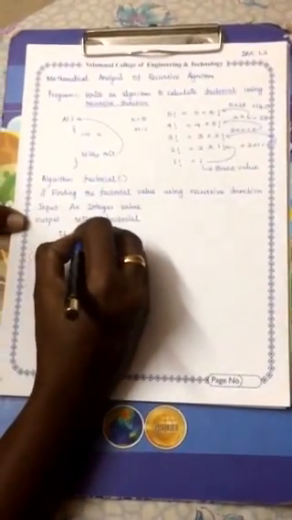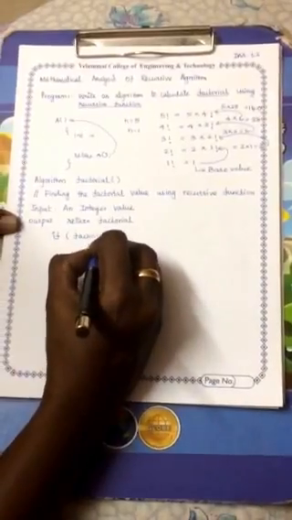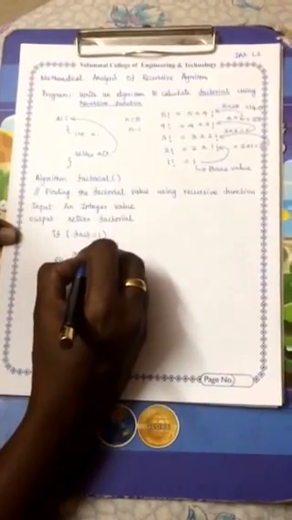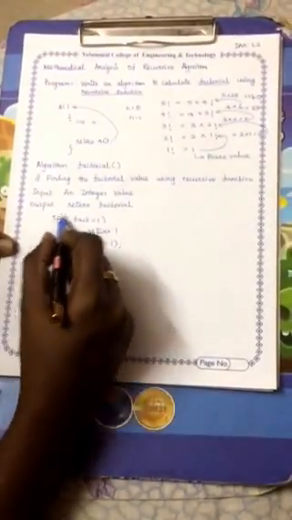So the first condition is if n is 1, return 1, else return n times fact of n minus 1. So this is what the exact algorithm does: if the value is going to be 1, you are going to return 1. If the value is more than 1, then it is going to in turn call here.